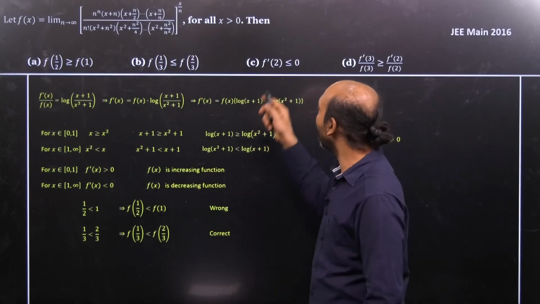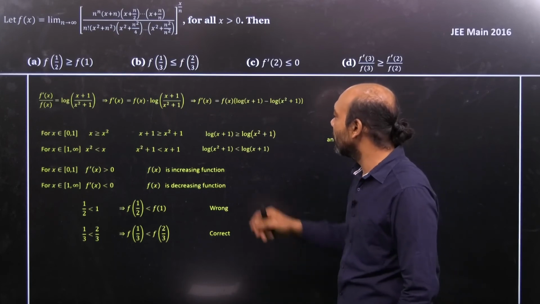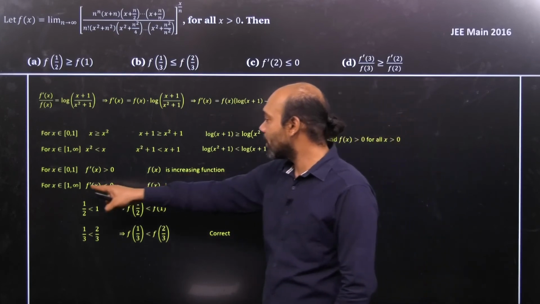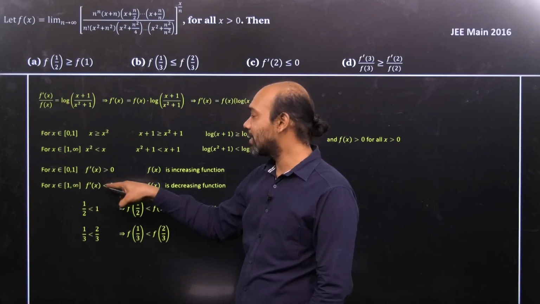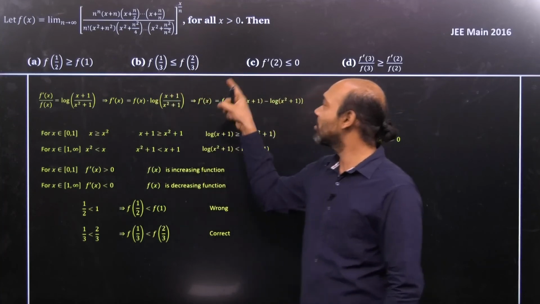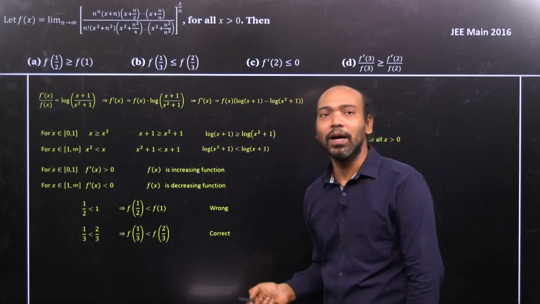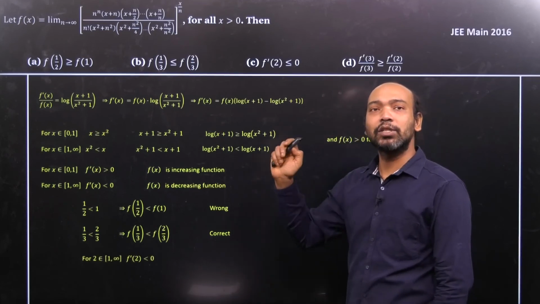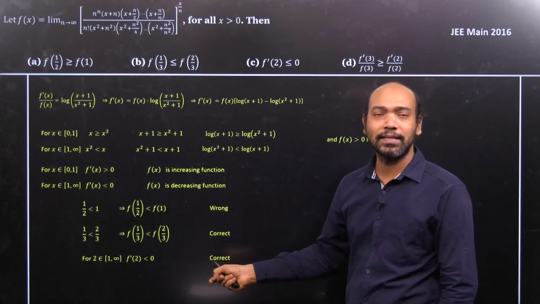Okay, let's go ahead with f'(2) is less than 0. So what is f'(2)? See, if x belongs to 1 to infinity, then f'(x) is less than 0. So 2 obviously belongs to the interval 1 to infinity. So therefore f'(2) is less than 0. That's why it's again a correct answer. So this problem has at least 2 correct answers currently.